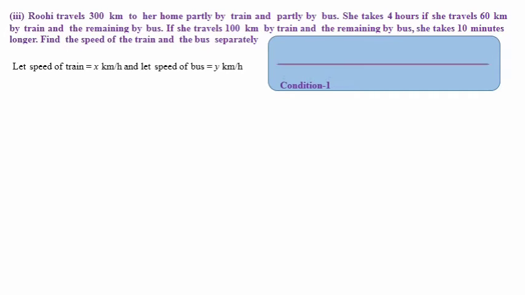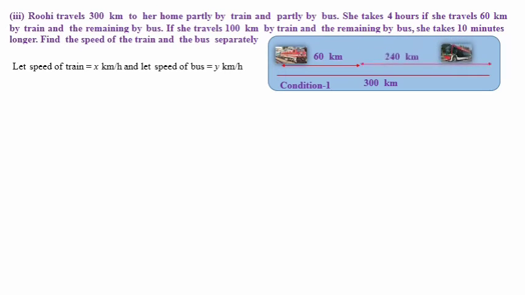First condition: total distance traveled is 300 km. She is using two means of transportation, partly by train and partly by bus. She takes 4 hours if she travels 60 km by train, and the remaining by bus. Out of 300, 60 is gone, the balance 240 she travels by bus. Let the speed be x km/h for the train and y km/h for the bus.